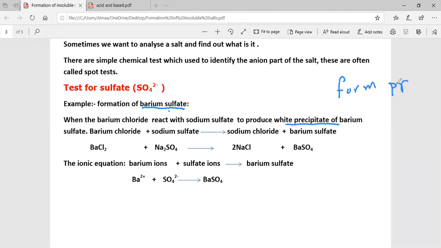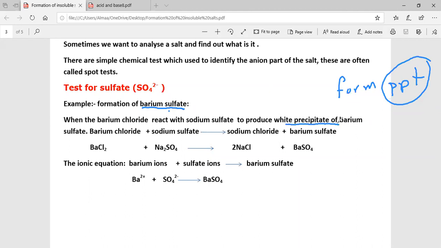It is a rule in these methods to form a PBT. What's the meaning of PBT? PBT means precipitating substance. So every chemical reaction or method in this point forms a PBT, a precipitating substance. Formation of barium sulfate, a white precipitate of barium sulfate.